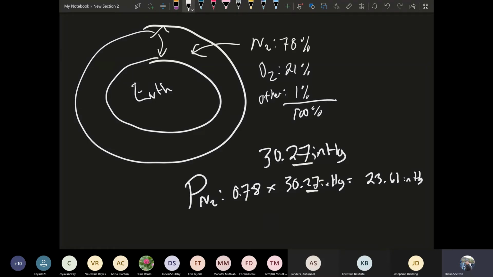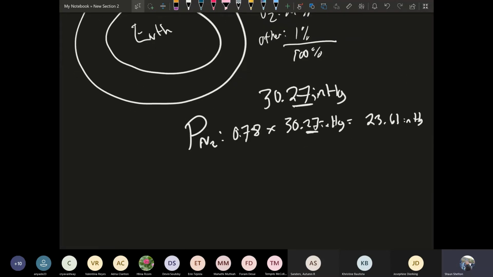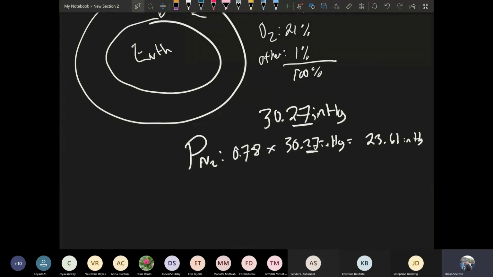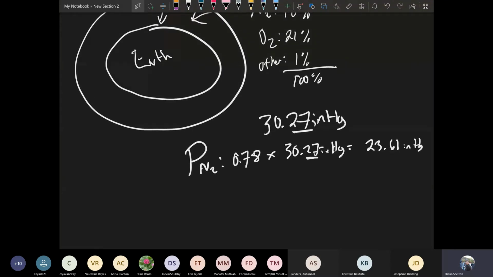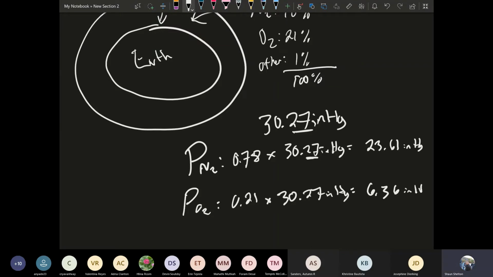So it's 30.27. I want to try to keep that consistent here. Even though my 0.78 is two significant figures, I'm going to keep the pressure as constant as I can. That way they all match up. So the pressure of oxygen gas is going to be 0.21 multiplied by 30.27. So 0.21 times 30.27, that gives me 6.36 inches of mercury.